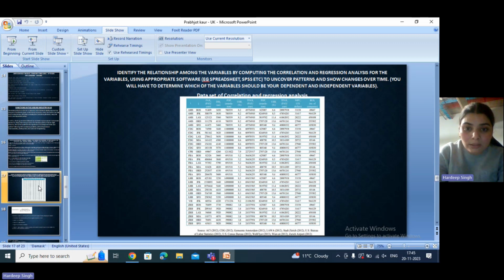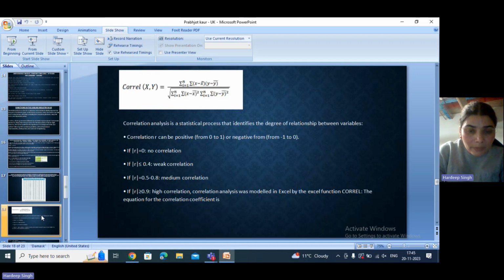This graph usually shows how the different airlines are using the different patterns to show the statistics. So I use it to uncover patterns and show changes over time. So there is my criteria, as you can see, and here I just calculate the statistics for each airline.